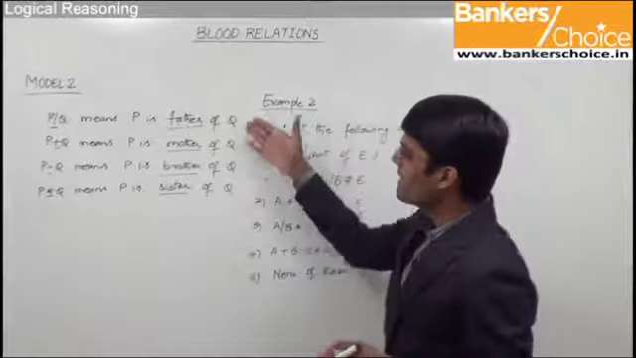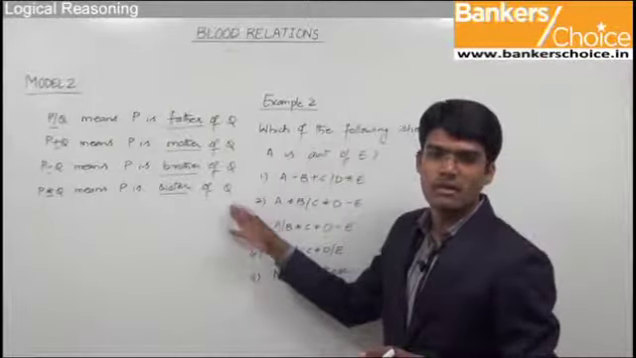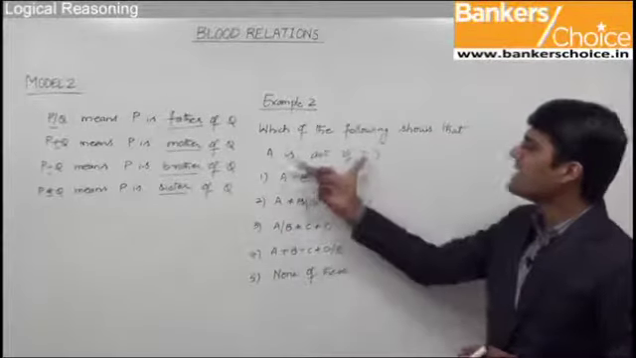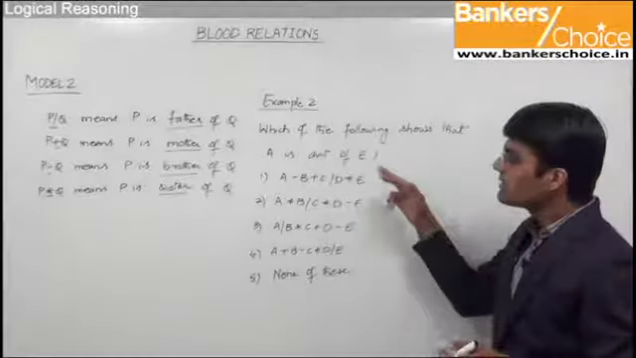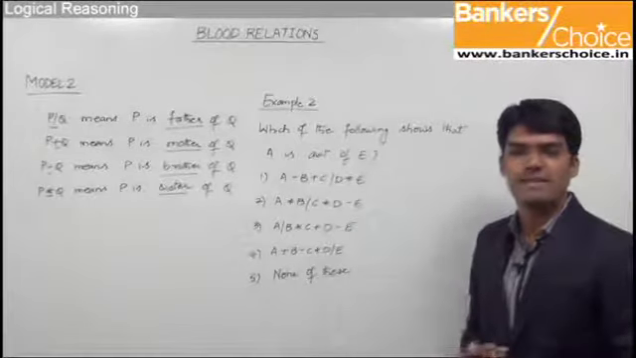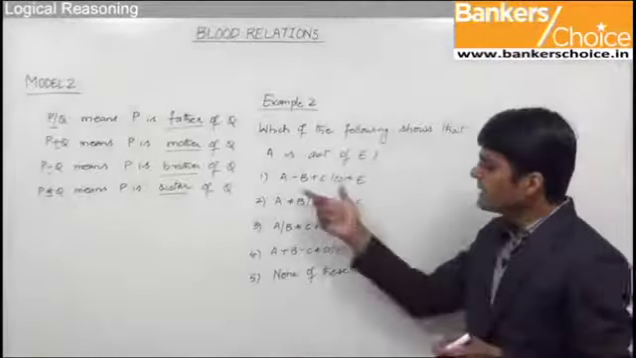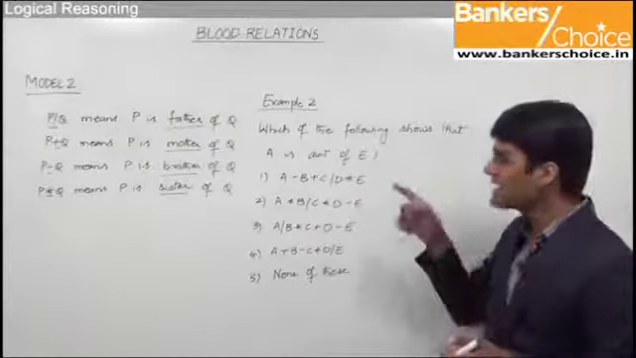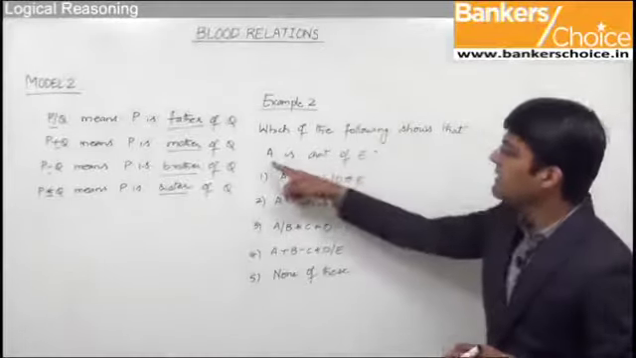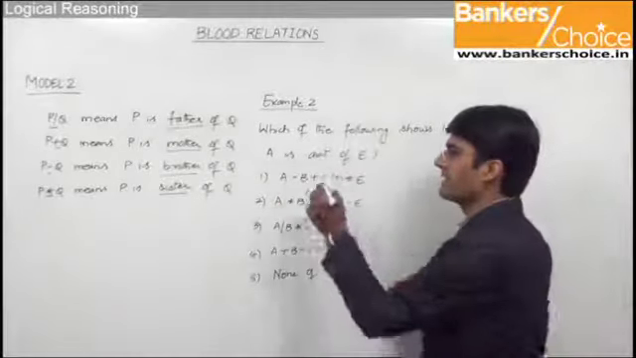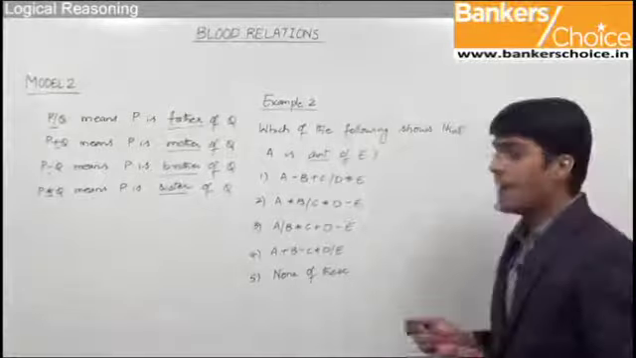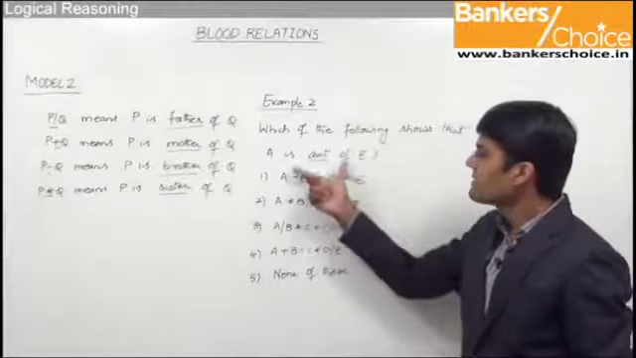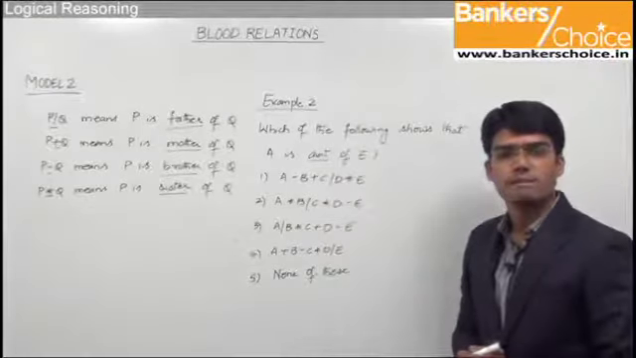As you can see here, the information is same that we have already discussed, and the question is which of the following shows that A is the aunt of E. So this is quite opposite to what we have discussed in example 1. In example 1, the equation was given and the relationship was to be established. But in example 2 here, if you observe, the relationship is already specified that A is the aunt of E, and we need to find out which of the given equations are correct, which represents A's aunt of E.